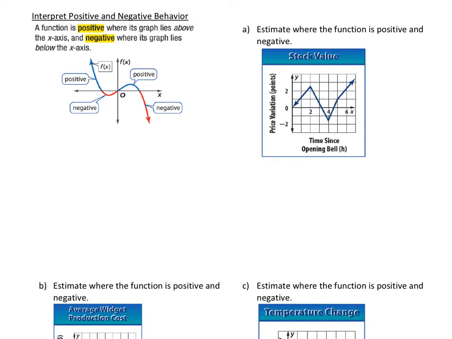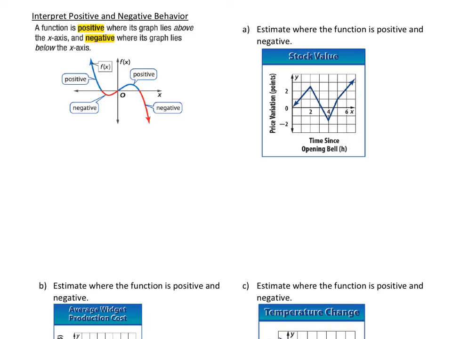Interpret positive and negative behavior. A function is positive where its graph lies above the x-axis and negative where its graph lies below the x-axis. If you take a look here, what's drawn in blue is everything above the x-axis, which means that's where the graph is positive. And everything drawn in red is below the x-axis, which means that's where the graph is negative.